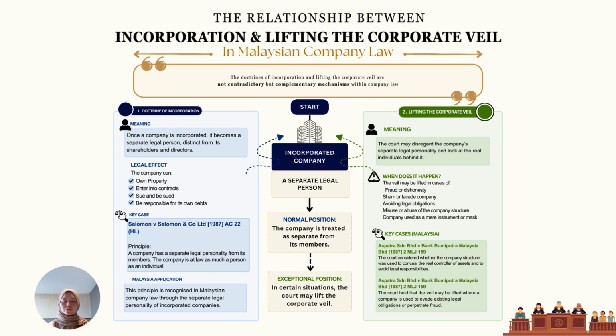The main case for this principle is Salomon v Salomon and Company Limited. In this case, the court held that the company has a separate legal personality from its members. Even though Mr. Salomon owned most of the shares, the company was still treated as a different legal person. In Malaysia, this principle is also recognized under the Companies Act 2016, especially under Sections 20 and 21, which explain the separate legal personality and capacity of a company.